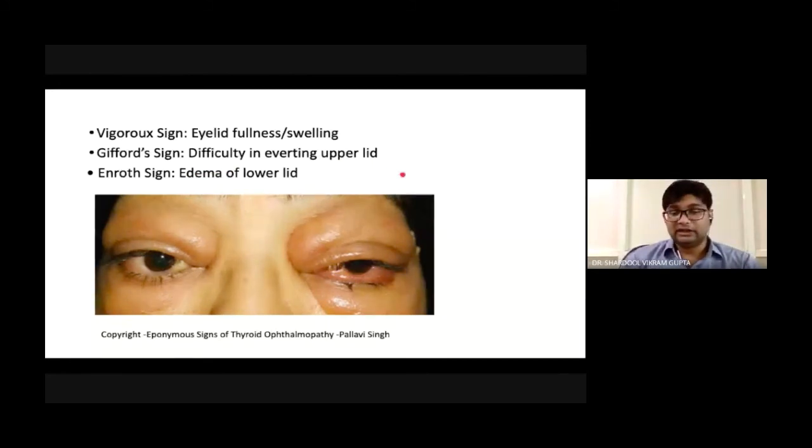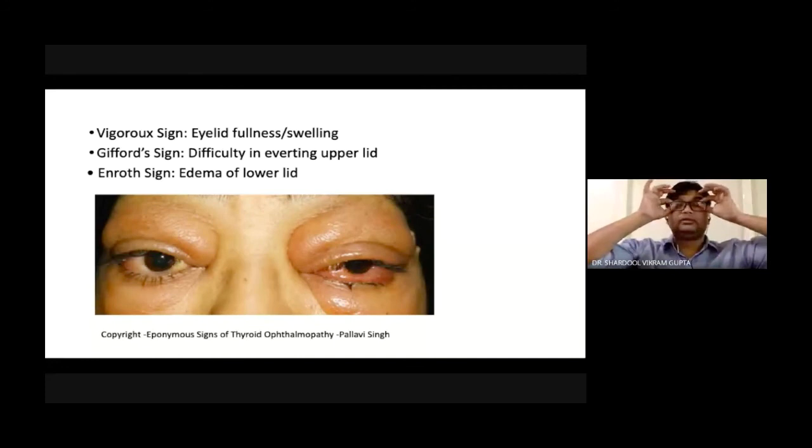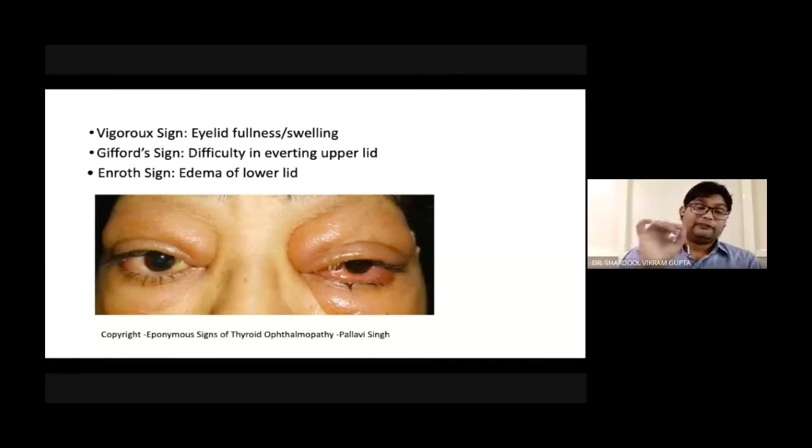So I will tell it in Hindi. Like we used to scare small children in childhood by lifting the upper eyelid like this. So if you are not able to do that, then it is Gifford's sign. Difficulty in eversion of the upper eyelid is Gifford's sign. So in this patient you will not be able to do that.